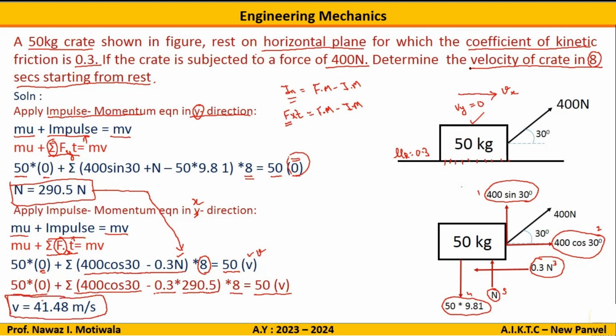We were asked the question to determine the velocity of the crate 8 seconds after starting from rest. So my answer will be: the velocity of the crate 8 seconds after starting from rest is 41.48 meter per second, and this completes the solution.